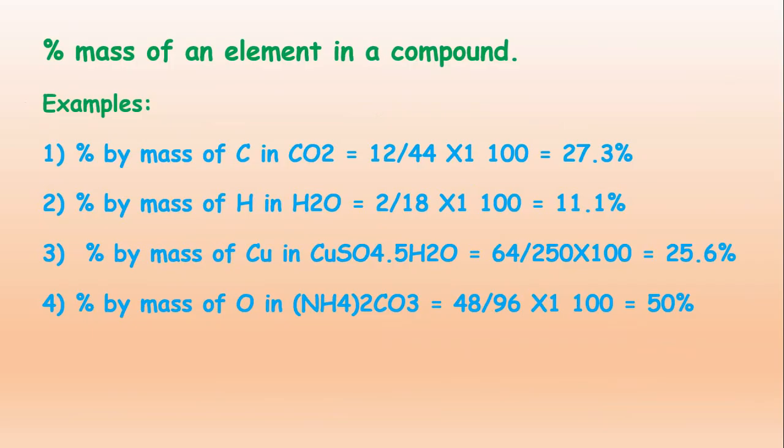Now the very important topic: how to calculate the percentage by mass of an element in a compound. How to calculate the percentage by mass of one element in a compound. Suppose we have to calculate the percentage by mass of carbon in CO2. These are questions which I have taken from past papers. So the mass of the carbon we will write here, that will be 12, and then the mass of the total compound, that will be 44, and if it is a percentage, we have to multiply it by 100.